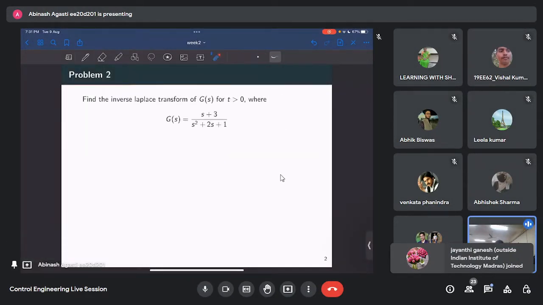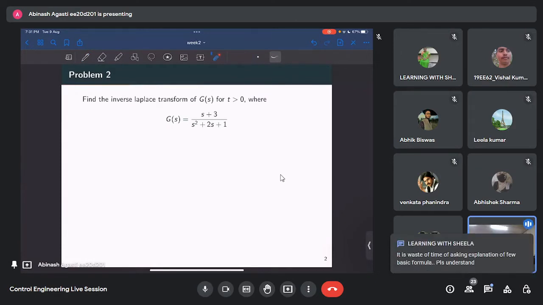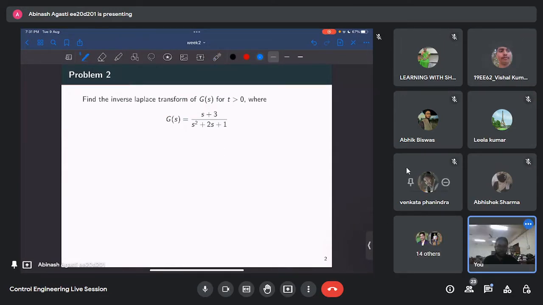For the next problem, we have to find the inverse Laplace transform of this given transfer function. Can anyone help me with this? Yes, sir. Inverse Laplace transform of G of s. In the first place, we have to find the partial fraction of this. Maybe you can try and help me with decomposing the function.